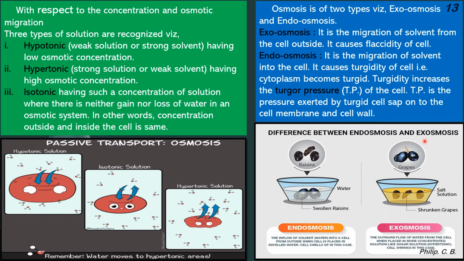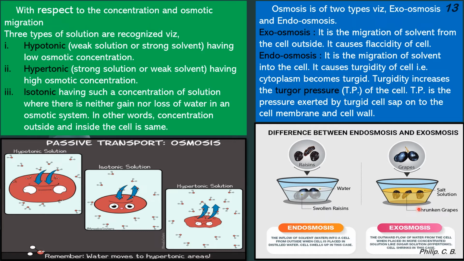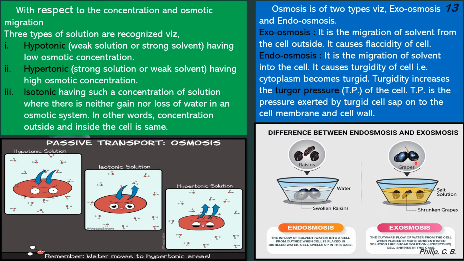Difference between endosmosis and exosmosis. If you take endosmosis, the swollen raisins, when you put raisins in water, they get swollen, correct? Because they take up the water by endosmosis. Here, exosmosis, when you put fresh grapes inside the salt solution, they get shrunken or flaccid. Okay.